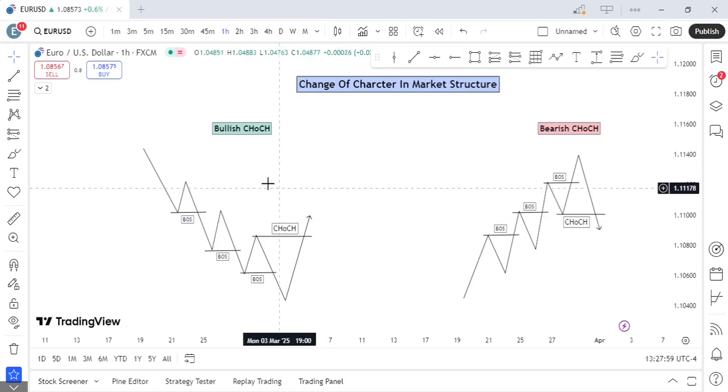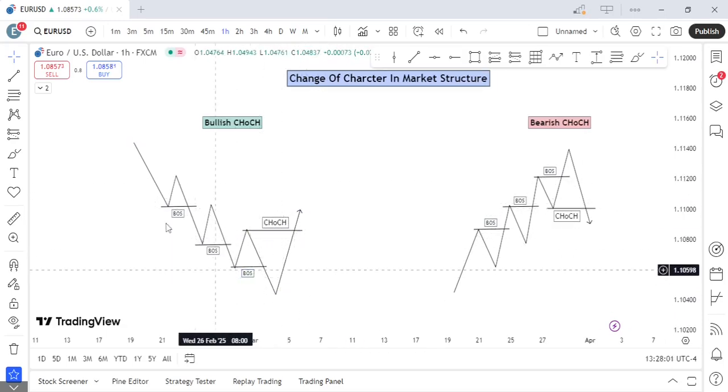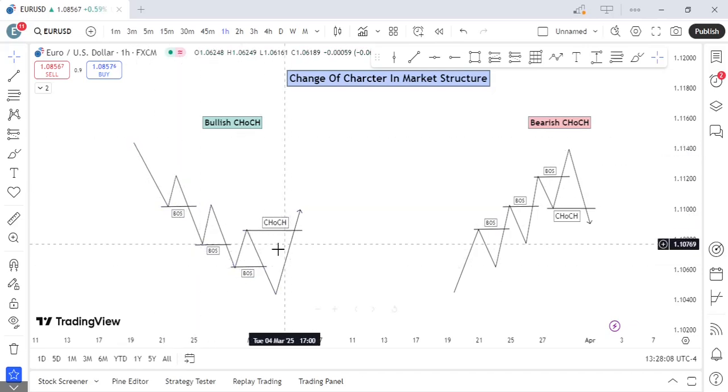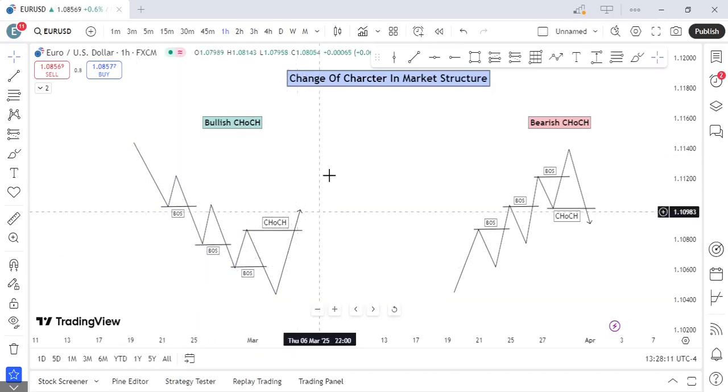So basically this is a change in character. Now what does this mean? As you can see, price has been coming all the way down. So this is a bearish momentum. Now this change of character signifies that price will start to go all the way bullish.